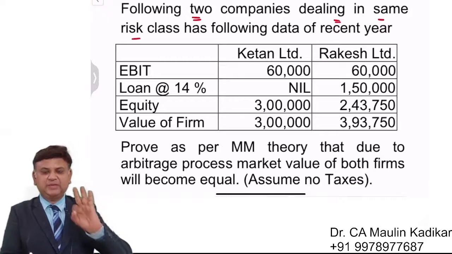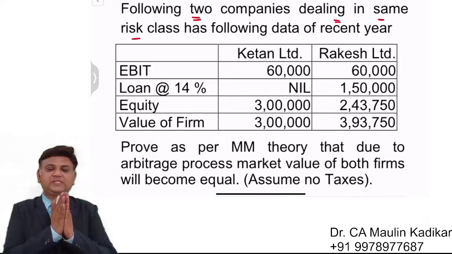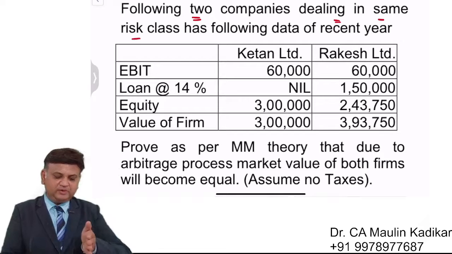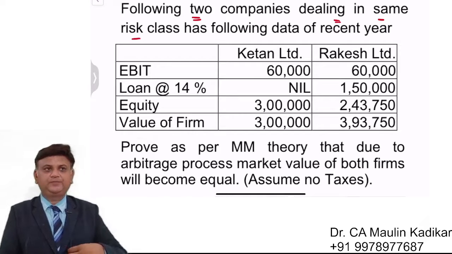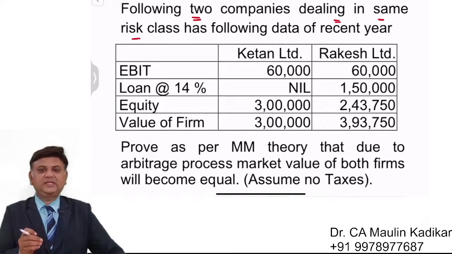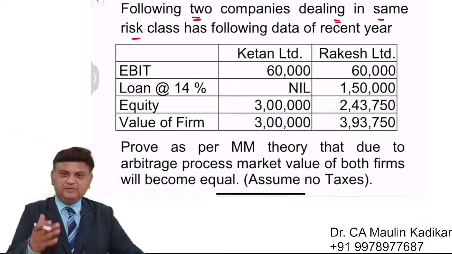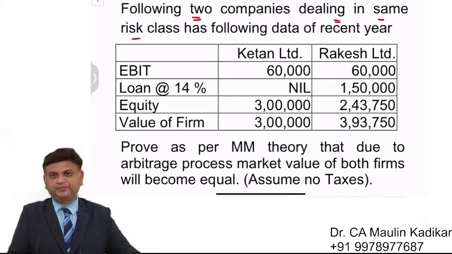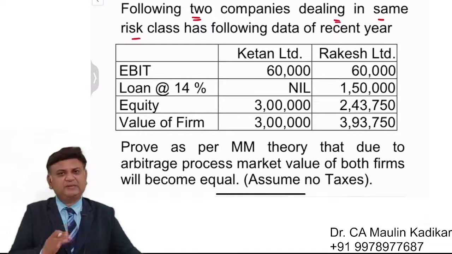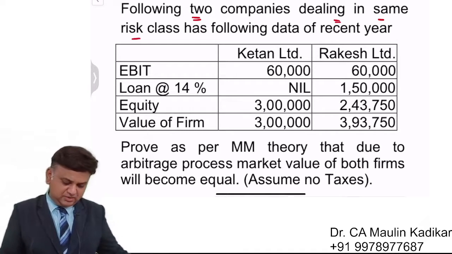Dear students, the same risk class means both of them are doing same business. Both of them are manufacturing air conditioners, or both of them are dealing in the telecom line of business, or both of them are manufacturing laptops. Both of them are doing same kind of business.